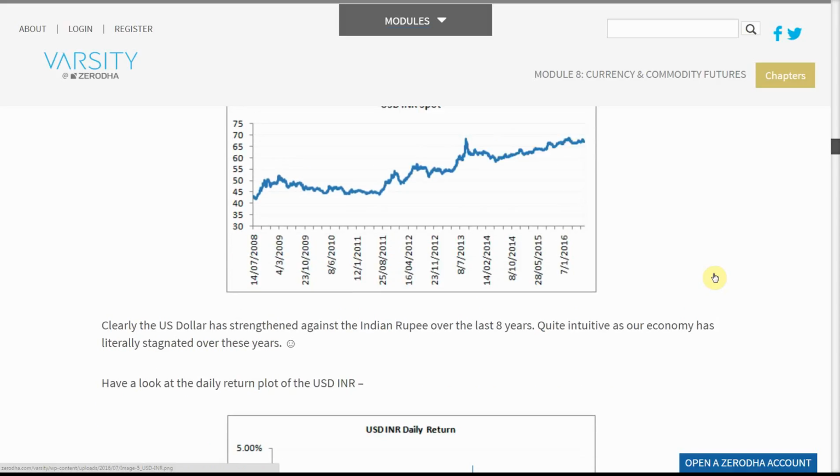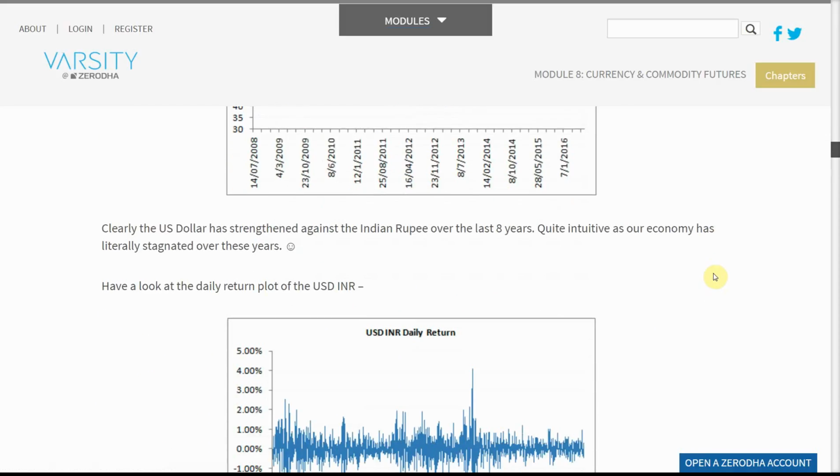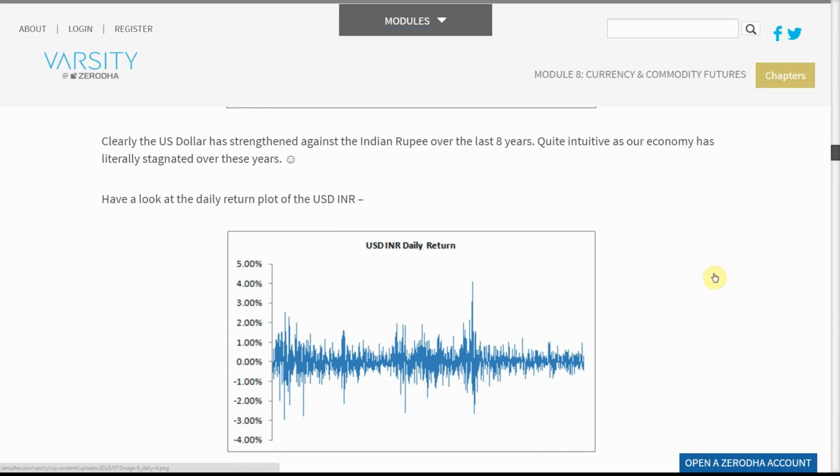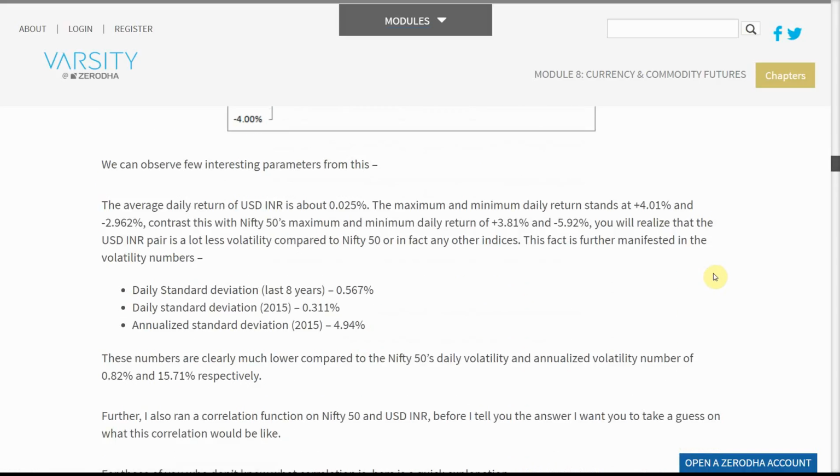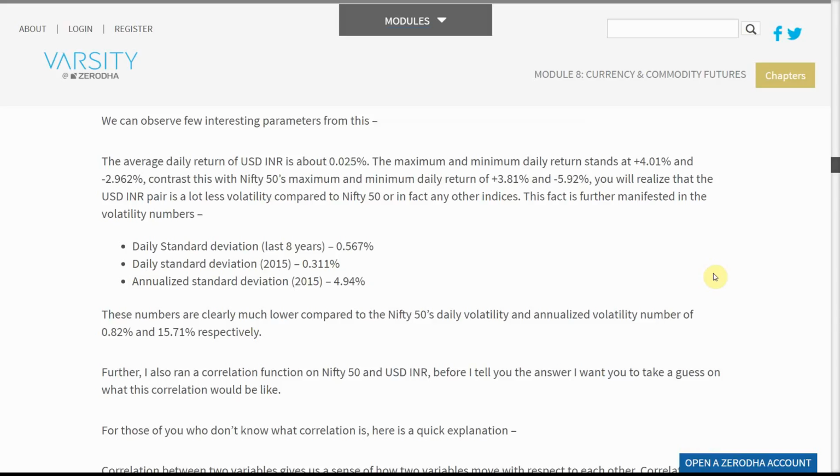Have a look at the daily return plot of the USD-INR. We can observe a few interesting parameters from this. The average daily return of USD-INR is about 0.025%. The maximum and minimum daily returns stand at plus 4.01% and minus 2.962%. Contrast this with Nifty 50's maximum and minimum daily returns of plus 3.81% and minus 5.92%. You will realize that the USD-INR pair is a lot less volatile compared to Nifty 50 or in fact any other indices. This fact is further manifested in the volatility numbers.